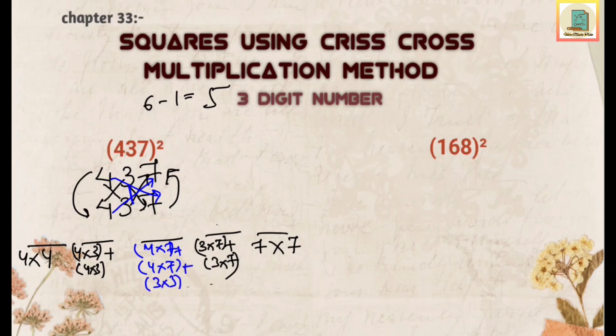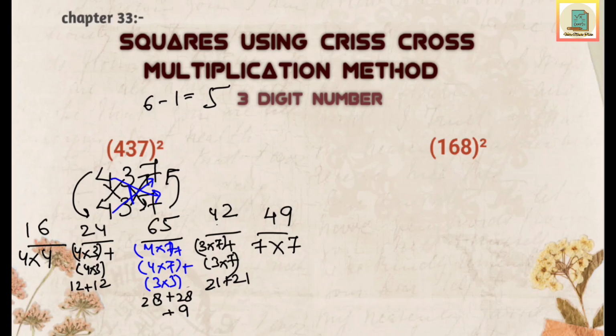Now let's do the calculation. So 4 multiplied by 4 gives you 16. 7 multiplied by 7 gives you 49. Now in the second partition, 4 multiplied by 3 is 12 plus 12 gives you 24. In the fourth partition, 7 3s are 21 plus 21 gives you 42. And in the middle partition, 4 7s are 28, again plus 28, plus 9. So in the middle partition we get 65. Now let's arrange the digits over here: 16, 24, 65, 42 and 49.